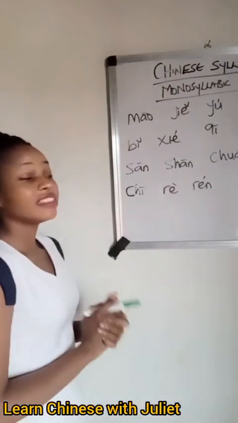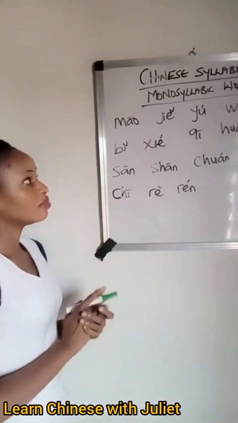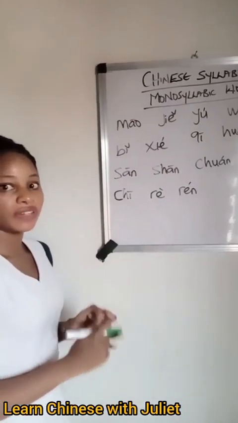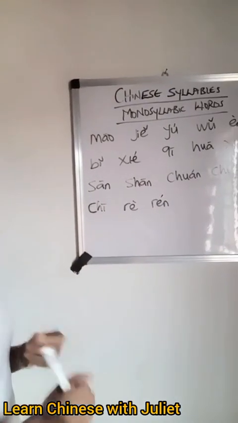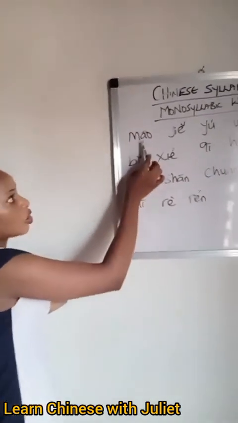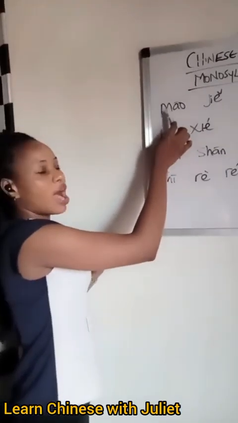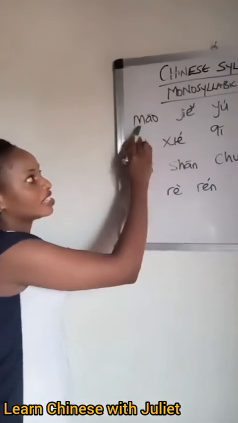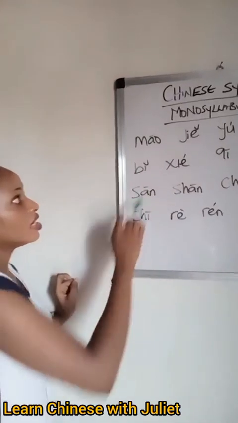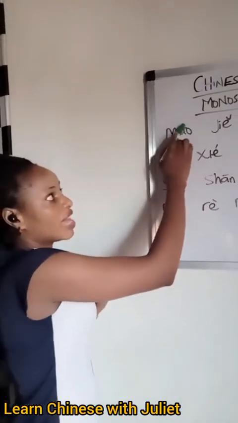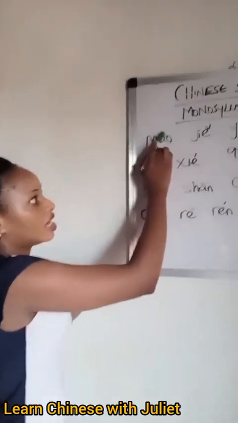Now let's talk about the Chinese syllables. The Chinese syllable is made up of an initial, a final, and a tone. Now we'll be looking at the monosyllabic words. Let's start from this. This is called mao. Remember, an initial and a final. This is a compound final, if you can remember vividly. Now this is mao with a flat tone, an initial, a final, and a tone.